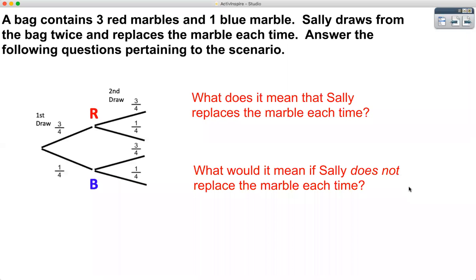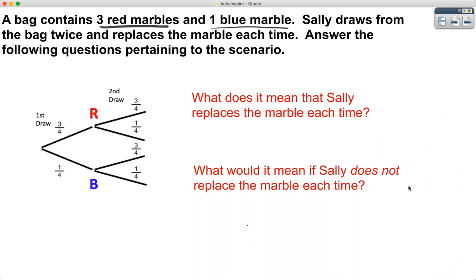All right, so what does it mean that Sally replaces the marble each time? Well, if you notice that when the scenario starts, there are 4 marbles in total, right? I know this because it's saying that there are 3 red marbles and 1 blue marble. So after the first draw, Sally takes one of the marbles out, but she replaces it. So she puts it back in the bag. So that means even on the second draw, there continues to be 4 marbles in that bag. So if she's replacing the marble, she takes one out after the first draw, but puts it back before she takes one out for that second draw.